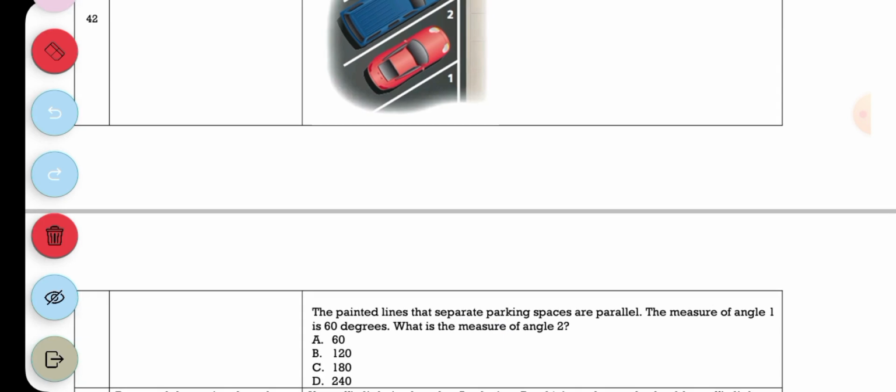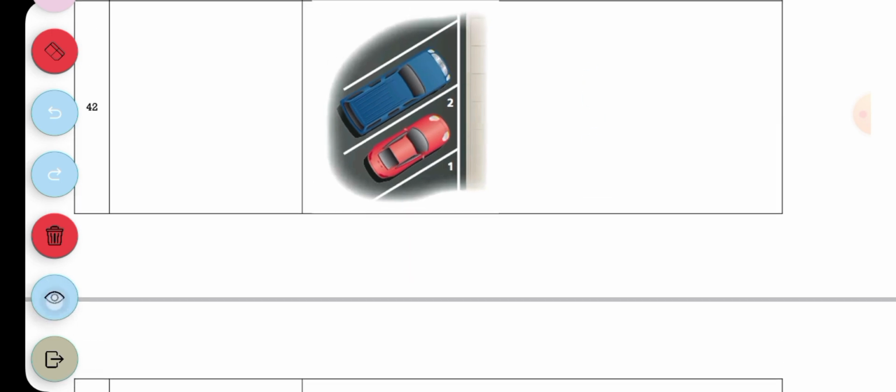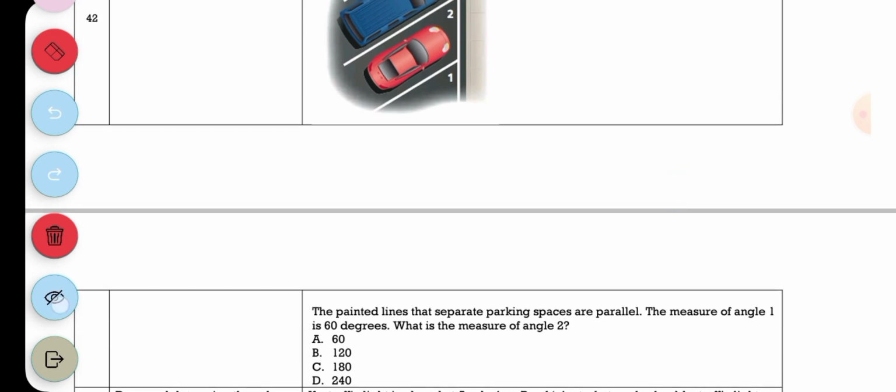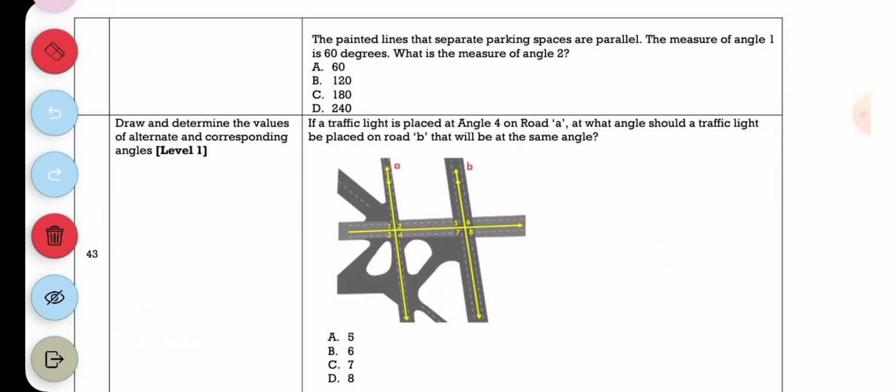42. The painted lines of the parking spaces are parallel. The measure of angle 1 is 60 degrees. What's the measure of angle 2? Now, this also has to do with plane geometry. And looking at it, it's talking about parallel lines. And the angle at 1 corresponds to the angle at 2. So if angle 1 is 60 degrees, angle 2 is also 60 degrees. So answer is A.